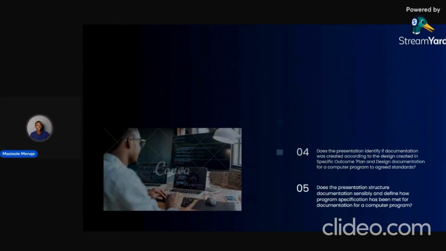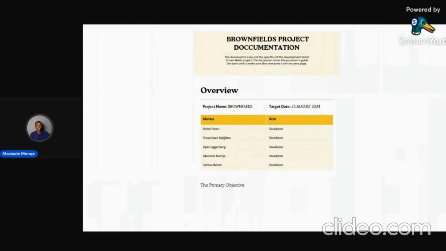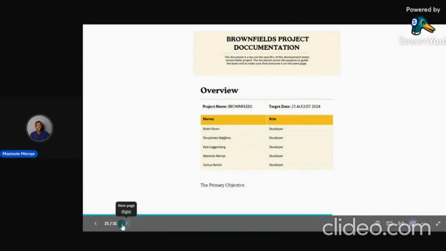So we've set up a way to showcase this section. Firstly, we're going to briefly go through our project documentation itself that we have created for presentation purposes. And we're also going to show you a little bit of our README file, docstring snippets, and lastly, the layout of our project. We have created a documentation file that will be fit for presentation purposes, because we did not want to include the whole document itself, since it is a very big document and it contains each and every detail. But this document contains all of the most important details of the project itself.